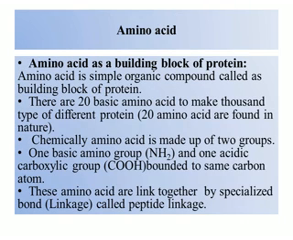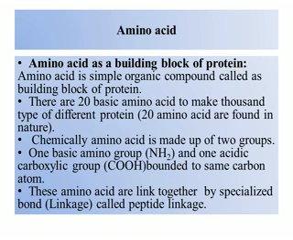Amino acids, the building blocks of protein. Amino acids are simple organic compounds called the building blocks of protein. Amino acids are monomers of proteins. There are 20 basic amino acids that make thousands of different types of proteins. 20 amino acids are found in nature. Out of 20, 10 are essential amino acids that we get from our diet. 10 are non-essential, which the body makes on its own.